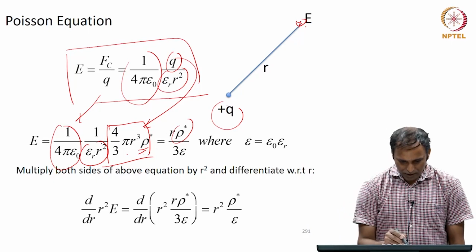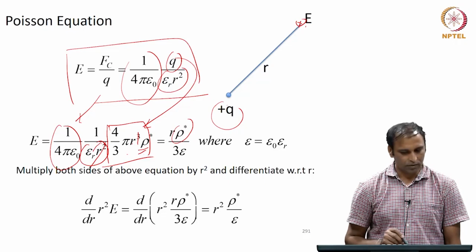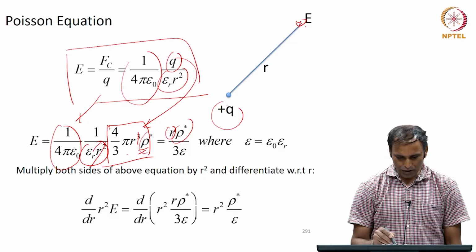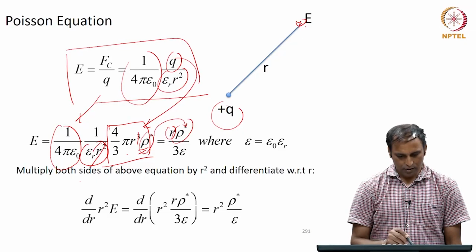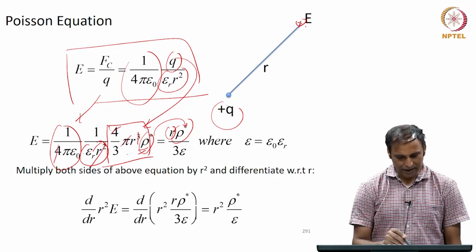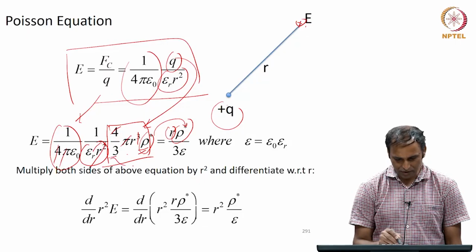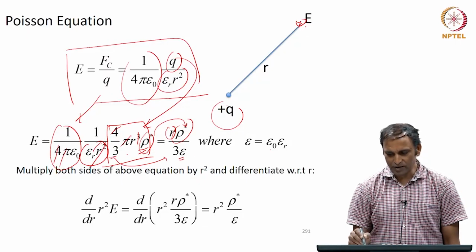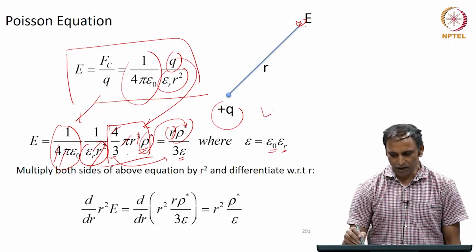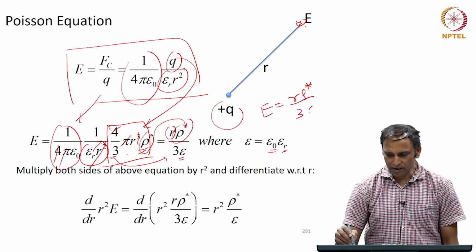So, therefore, here I can cancel r square, that leaves me r in the numerator and rho star here, and the 4 gets cancelled, and the pi gets cancelled. What you have here is a 3 that comes from here, and epsilon, where epsilon is epsilon naught into epsilon r. Therefore, E becomes r rho star divided by 3 times epsilon.